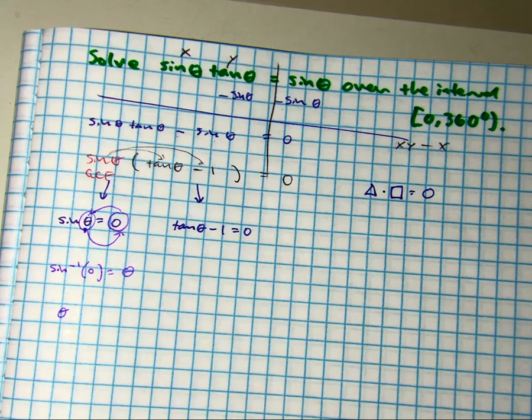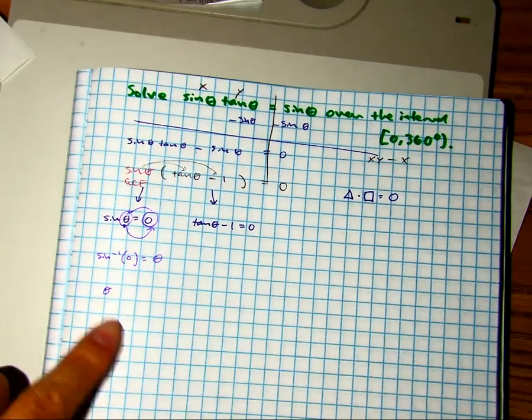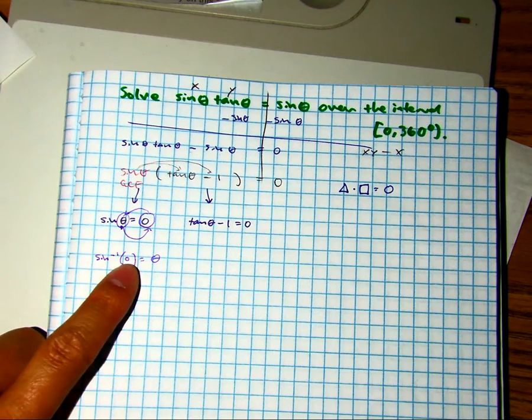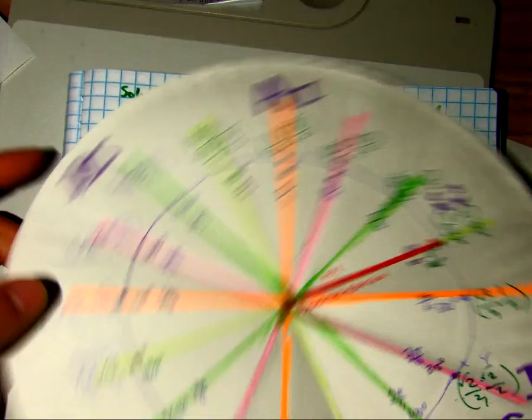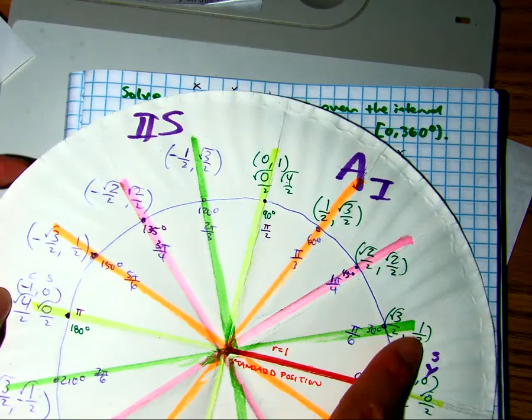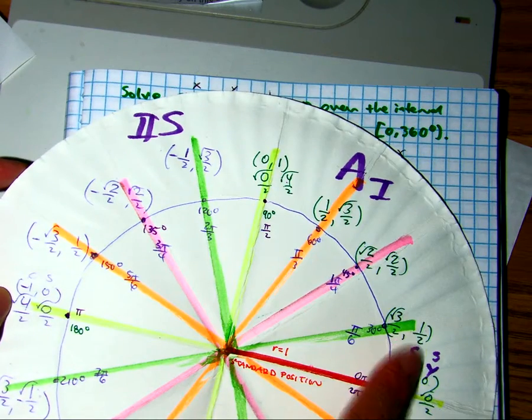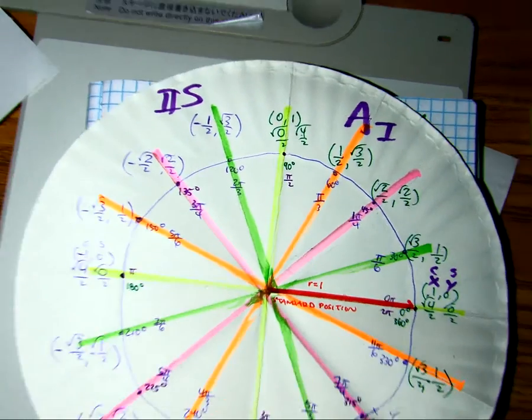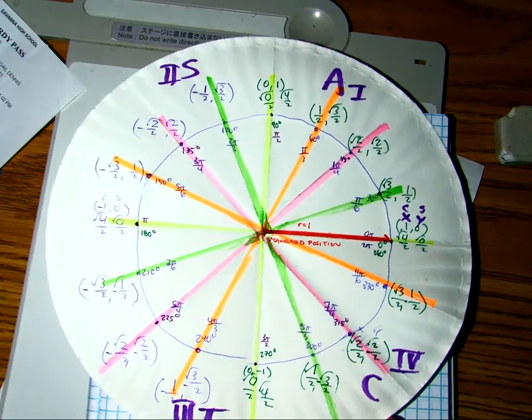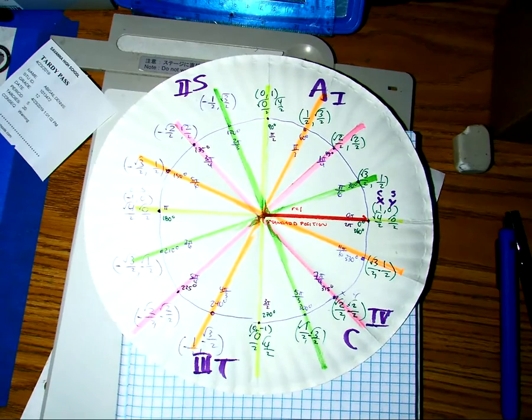Class, why is this not a special right triangle? Because there's no fractions. Does that make sense? They're all fractions, aren't they? Does that make sense? Okay, so if it's not a fraction, that means it's a quadrantal. What color is the quadrantal in my unit circle? Yellow. So look where sine is 0.